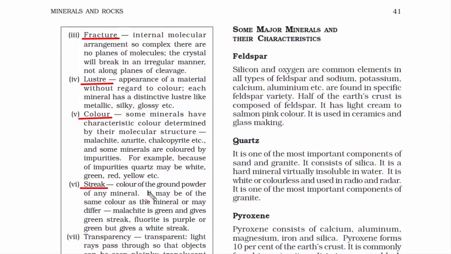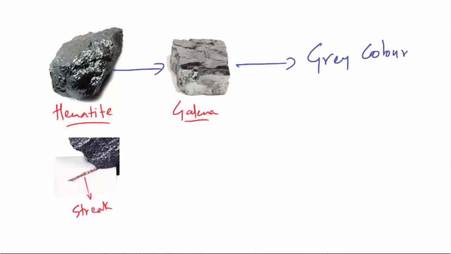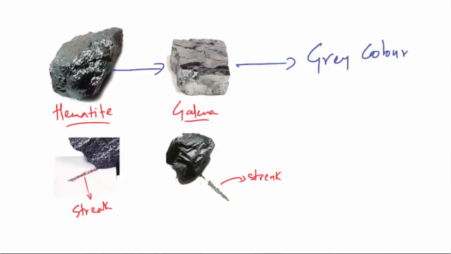Now, streak is the color of a mineral substance when it has been ground to a fine powder. So two minerals that have similar color on the outside may have different colors when they are powdered. For example, hematite and galena. We can easily get confused when we look at their color. It's gray color. However, hematite streak is blood red, while galena streak is lead gray.